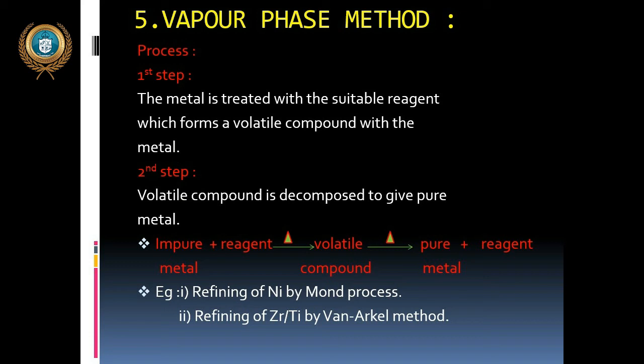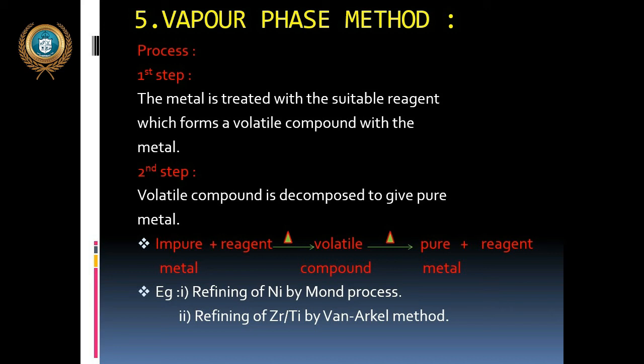So in this process, the first step is the metal is treated with a suitable reagent which forms a volatile compound with the metal. Then second step, the volatile compound is decomposed to give the pure metal. இது வந்து when you look at this equation, you can see it is a reversible reaction. So இந்த reaction வந்து ஒரு reversible reaction typeல இருக்கு. See here, impure metal எடுத்துக்கிறோம், அதோட ஒரு reagent add பண்றோம். ஸோ இந்த impure metal அந்த reagentம் react ஆகும்போது it will be converted to the volatile compound. So when it is heated, it converts to a volatile compound, which means ஒரு gas convert ஆகும்.